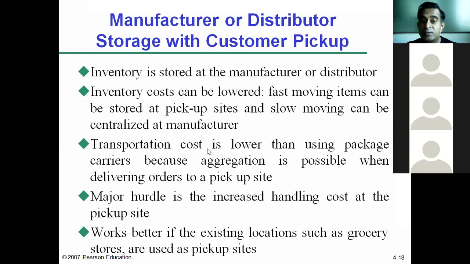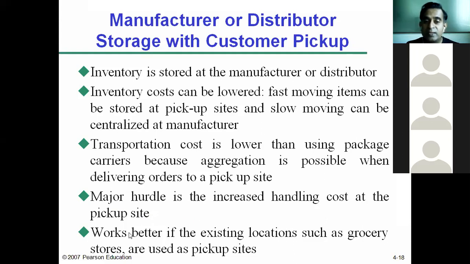Transportation cost is lower than using package carriers because aggregation is possible when delivering orders to a pickup site. All the parcels going to a pickup site are transported together, which brings down transportation cost. Further, there is no last mile delivery. Products will not be delivered to the customer's home. The customer walks to the pickup site and collects the parcels. Package carriers make last mile home delivery. The major hurdle is the increased handling cost at the pickup site.